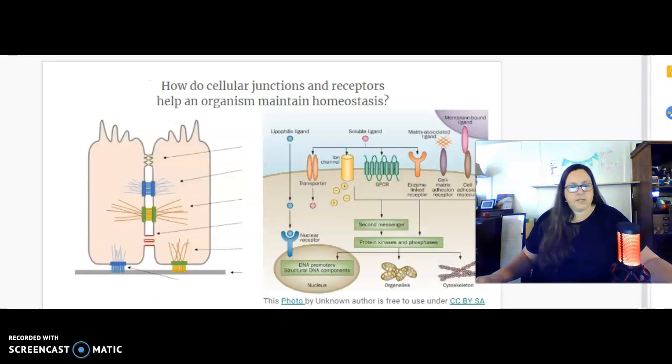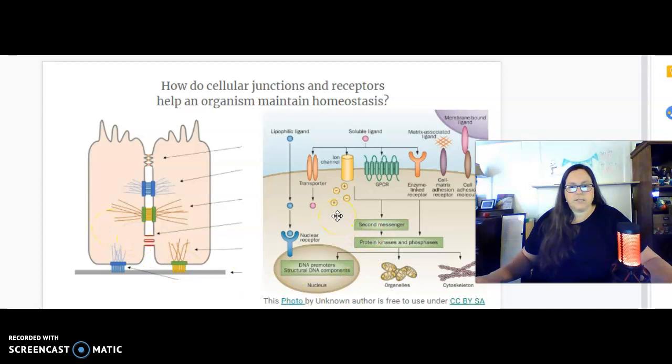There are some special ways that cells can communicate with each other. Don't get overwhelmed by your picture here. Cellular junctions: some cells, like in the heart and in the liver, actually form junctions with other cells, and then they can send signals and transport materials.